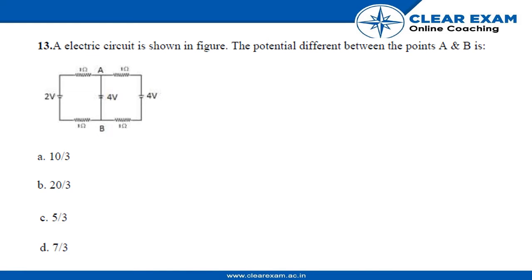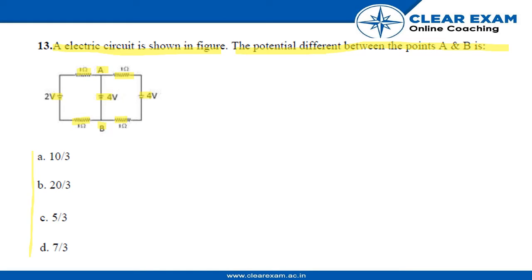So here in this question, an electric circuit is given as follows, and we need to find the potential difference between point A and point B. So here are the four options, and we are given a circuit which includes four resistors, each of 1 ohm, and we have three batteries or voltage sources, which are 2 volt, 4 volt, and 4 volt respectively.